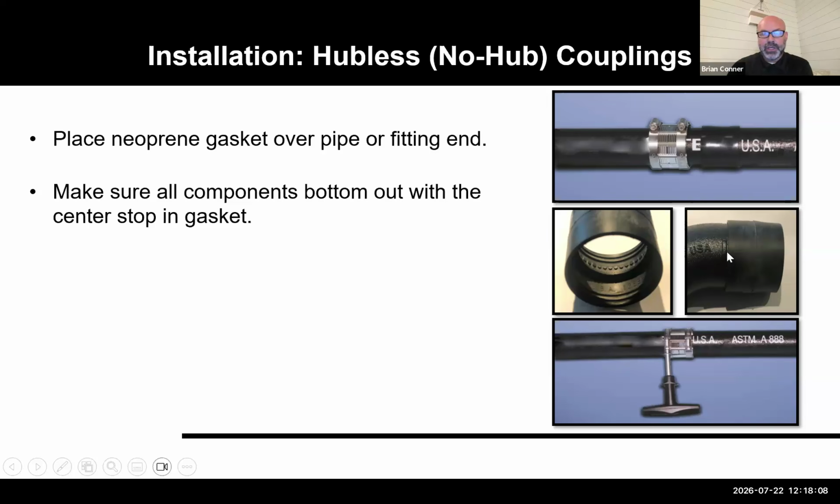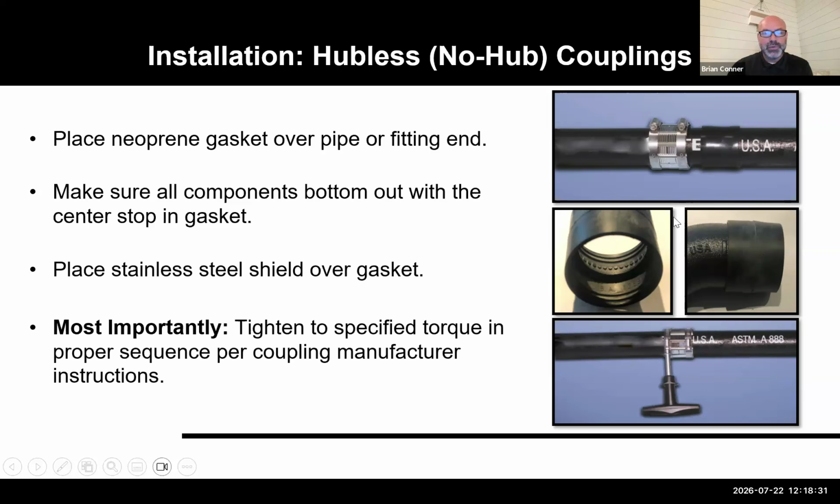And that locator lug will tell you that your gasket and your coupling have been placed in a position where you've got equal coverage so that it is at the center stop, since you can't see inside the coupling once you're joining the pipe and fittings. Now, once you've done that, you will place the stainless steel shield over top of the neoprene gasket, equally covering the gasket on both sides, and then use the tightening sequence from the manufacturer, depending on whose coupling you're buying.